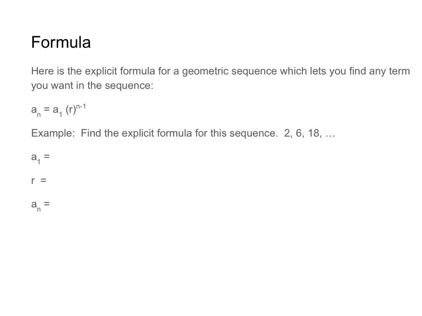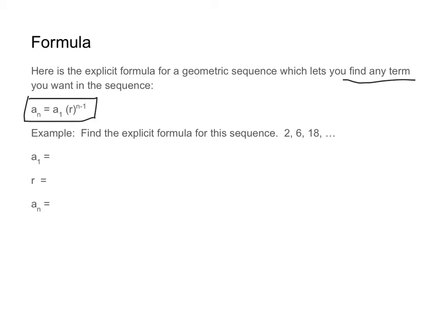Now moving on to the actual formula. This should look kind of familiar to the arithmetic one, just a little different. Now we have an exponent involved here. But basically all you're going to be doing is finding what the numbers are, plugging them into the formula, and typing them into a calculator. Okay? So right here, this is our explicit formula. It lets us find any term in the sequence.